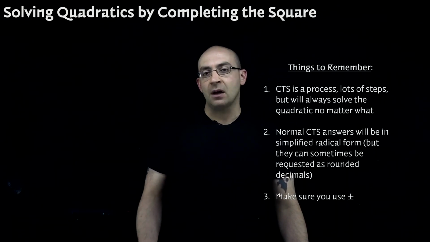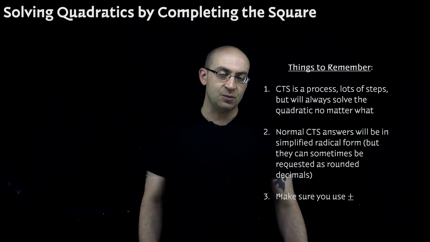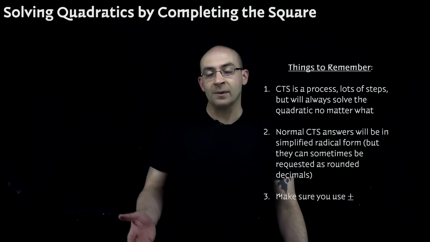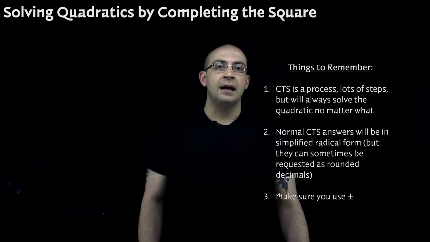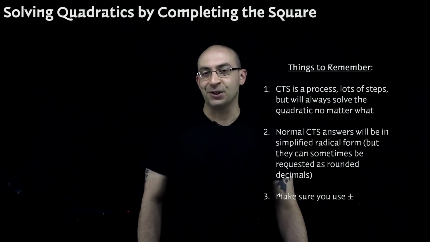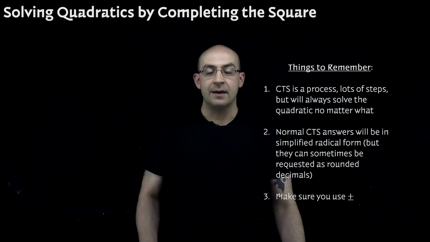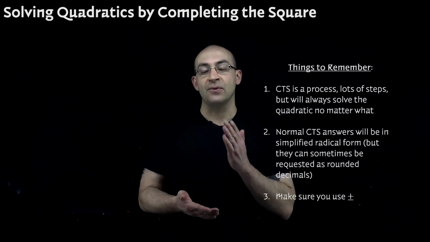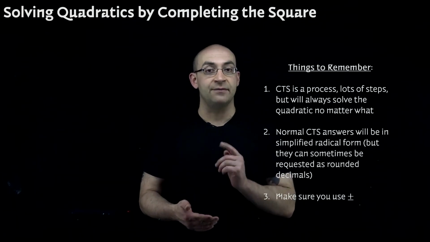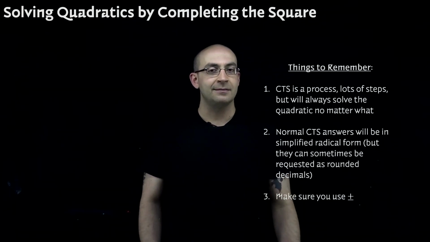But it depends on the context. You may need to get a decimal value to graph it, for example, and there may be some other instances where decimals are preferred. Normally, though, it's going to be a simplified radical, like we did today. And then number 3, got to make sure you remember to use the plus or minus sign. Anytime we square root any number, ever, it needs to be both the plus version and the minus version of that number. So remember that for next time.